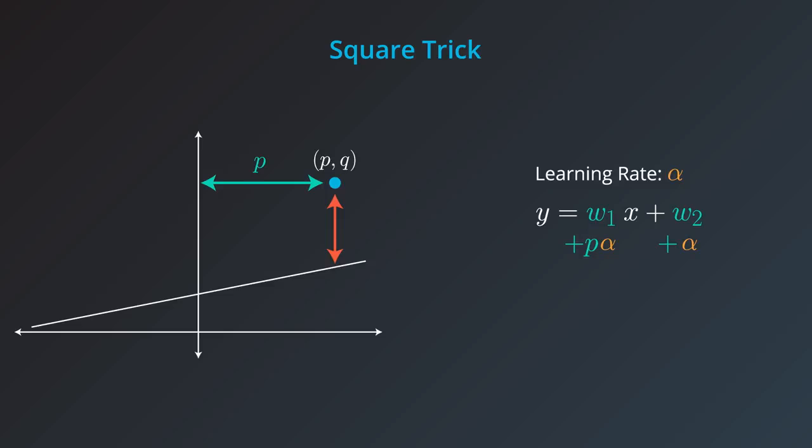Let's look at this vertical distance between the point and the line. The point over the line has coordinates, say, (p, q). The point on the line has coordinates (p, q'). This distance is then q minus q', because q' is the value at the line and q is the value of the y-coordinate at the point.